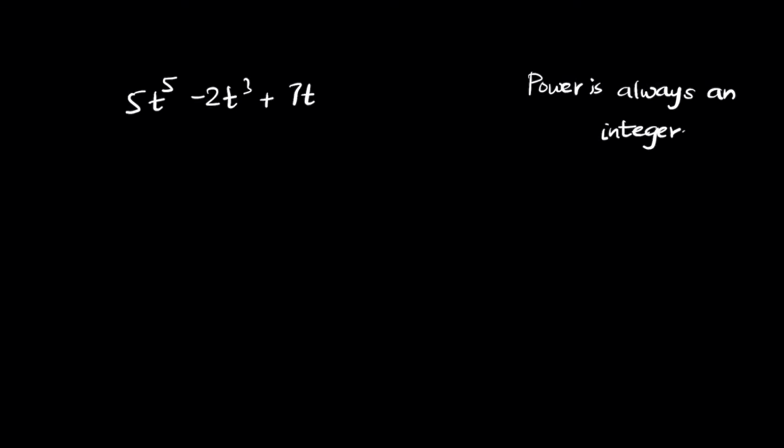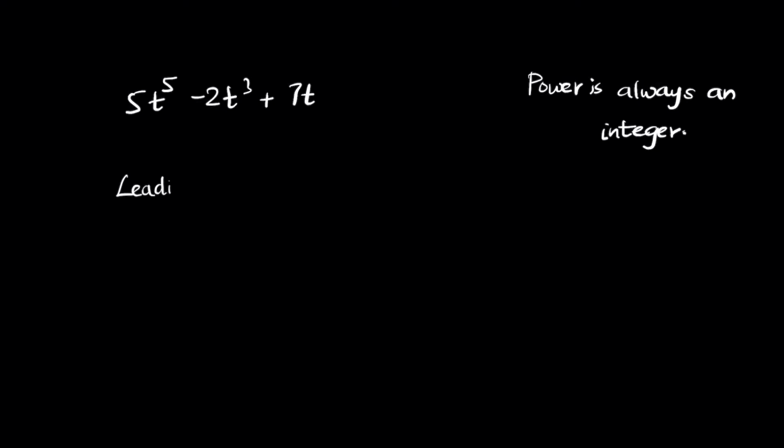Let's say I have 5t^5 minus 2t^3 plus 70. So first things first, how do you know it's a polynomial? Number one, the power is always an integer. So the power should always be an integer. Only then can we say that it's a polynomial. We'll learn more about it as we go along in the chapter. But for now, let's look at the next part, which is the leading coefficient.